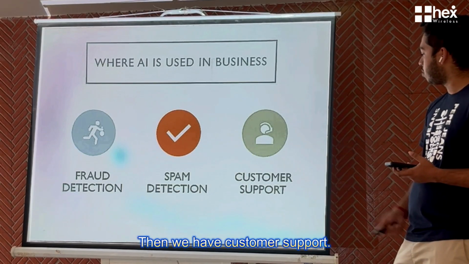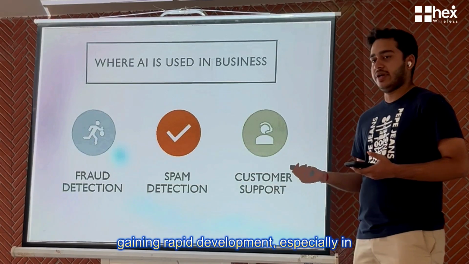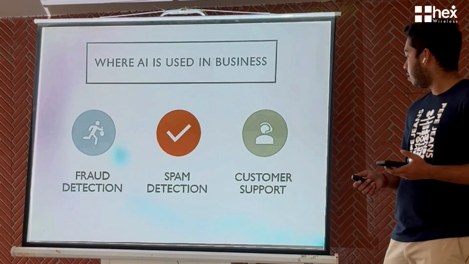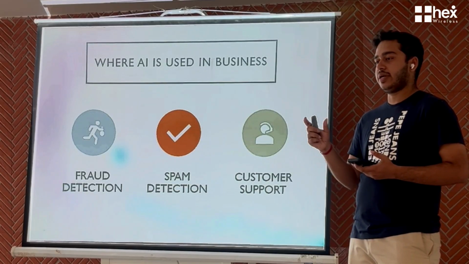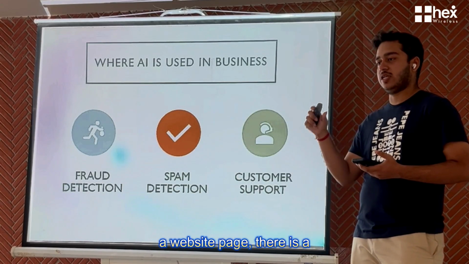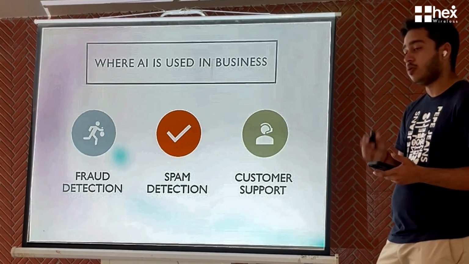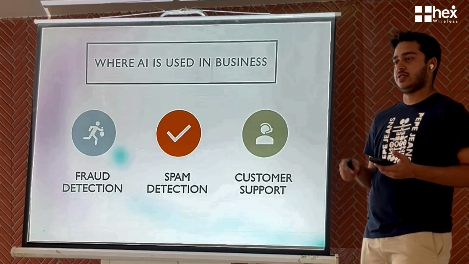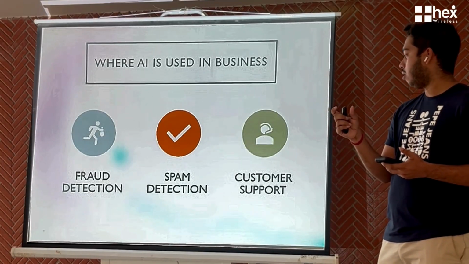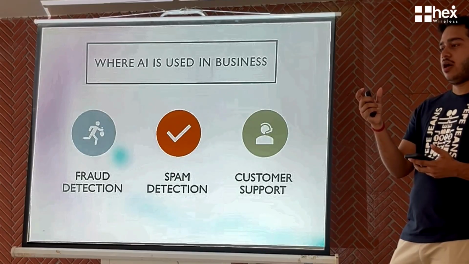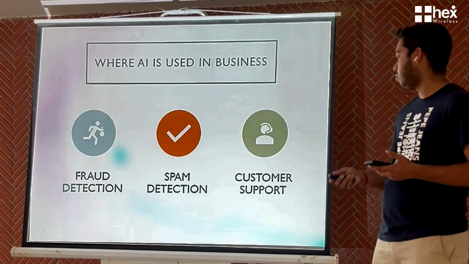Then we have customer support. Customer support is one thing which is gaining rapid development, especially in the case of AI. In the sense that, for example, first of all, every company has a chat option on its website page. For example, in Zomato, you guys must have seen that when you contact customer support, there is an option where there is an AI part. After that, a customer executive takes over if your query is not satisfied.